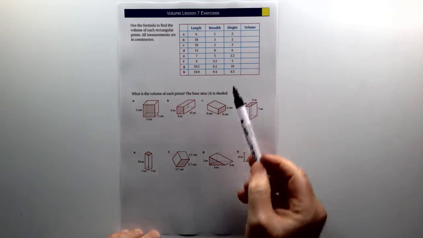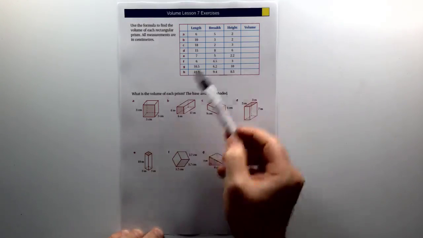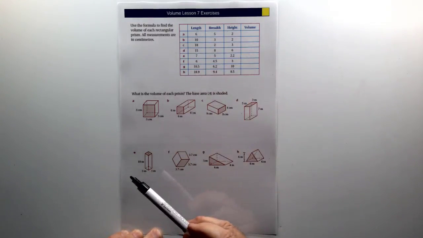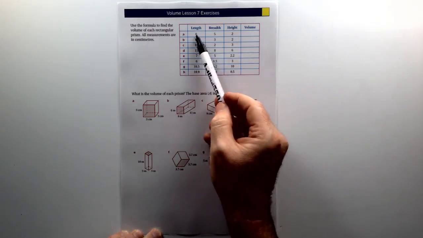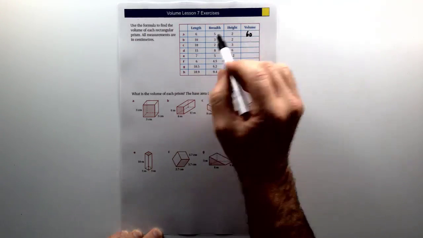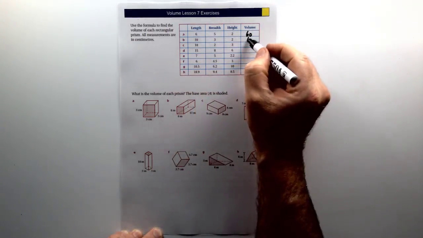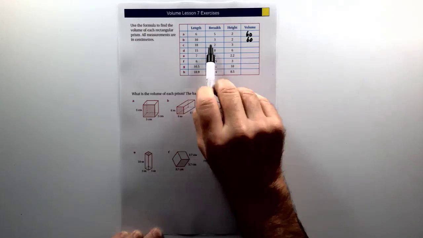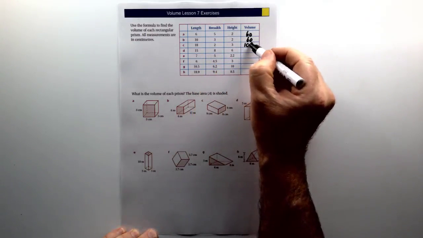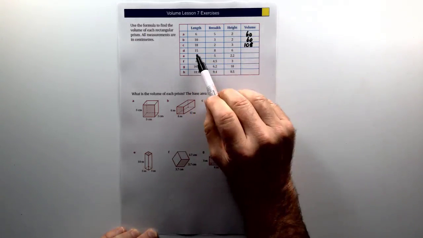Okay, so this time we're working out the volume of rectangular prisms, but we're just given the dimensions. We just need to multiply the three numbers together on a calculator or in our heads. So 6 times 5 times 2 gives us 60. 10 times 3 times 2 is also 60. 18 times 2 times 3, I think that's 108. You get to bag me out if I'm wrong.